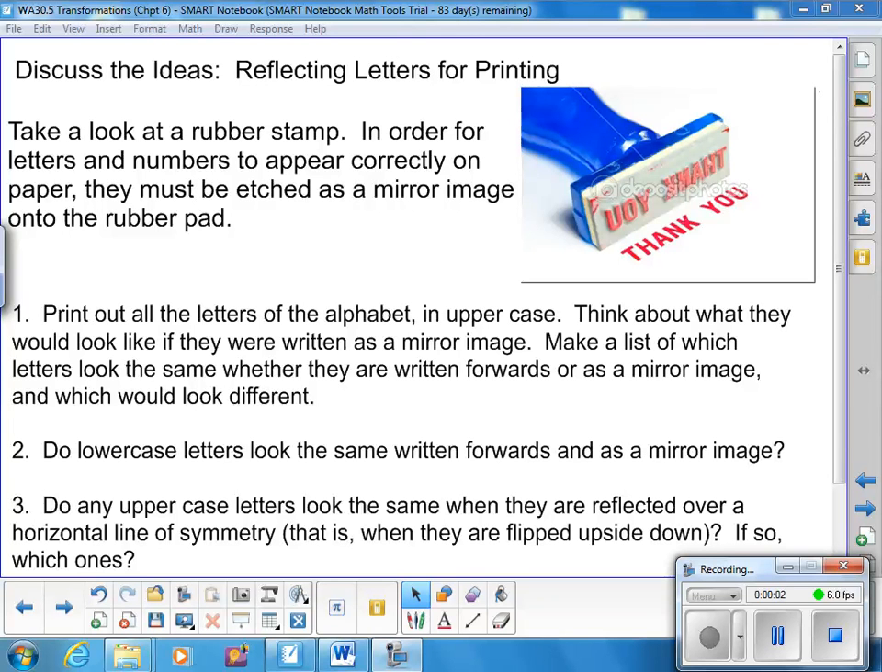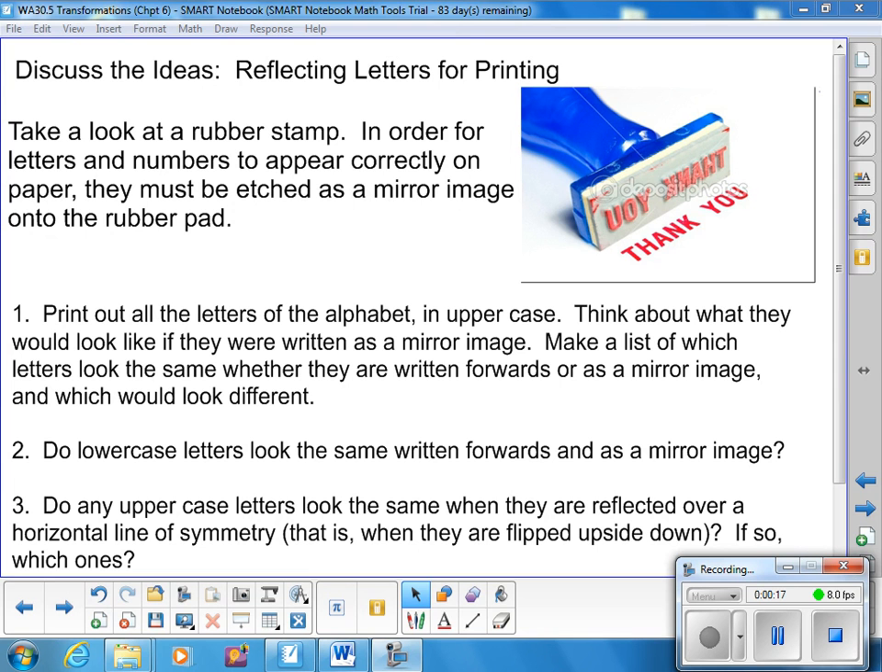We're going to continue today with transformations, and we are going to look at reflections. So, reflecting letters for printing. When you look at a rubber stamp, in order for the letters and the numbers to appear correctly on the paper, they must be etched as a mirror image on the rubber pad.